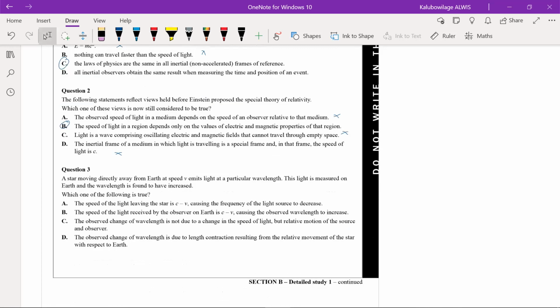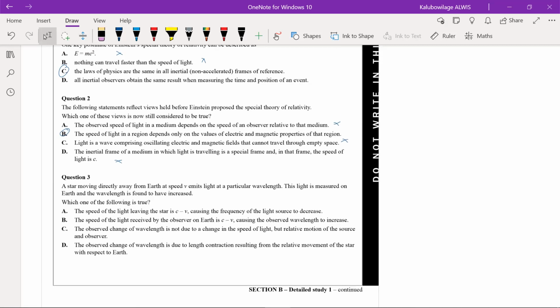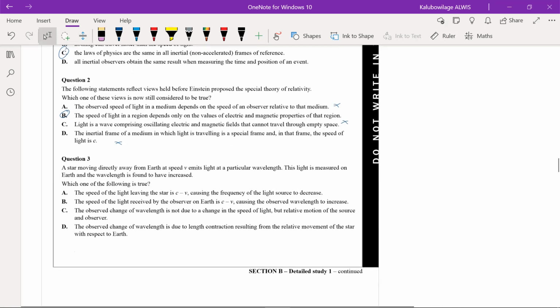A star moving directly away from Earth at speed v emits light at a particular wavelength. The light is measured on Earth, and the wavelength is found to have increased. That's special relativity and length contraction.